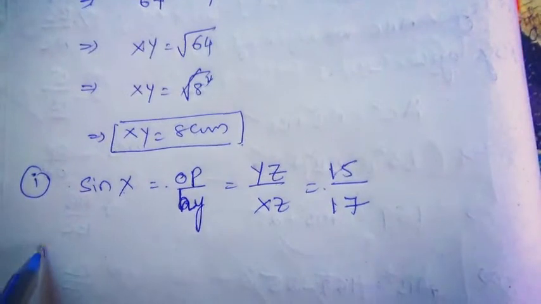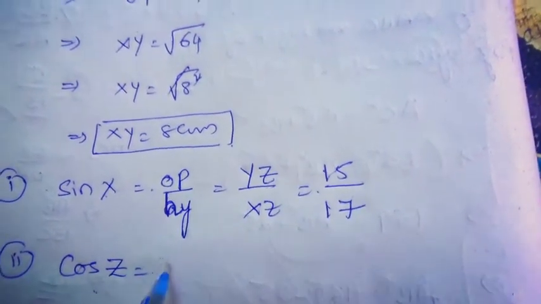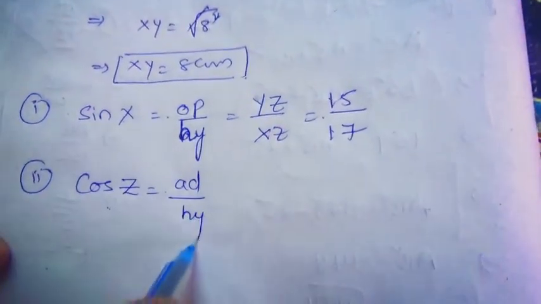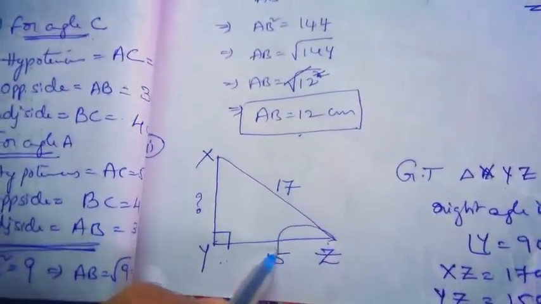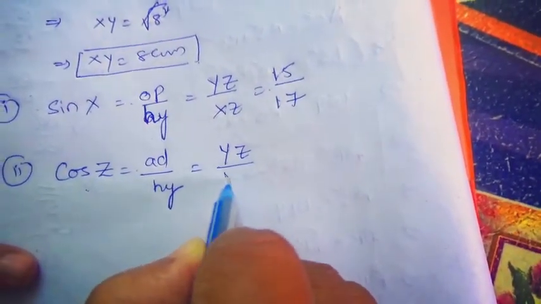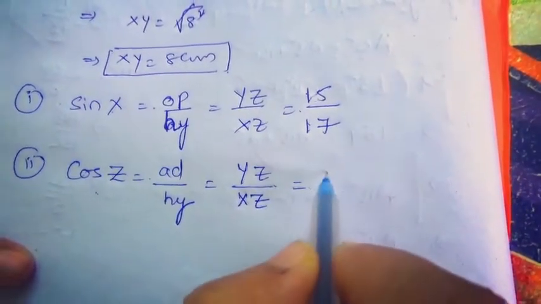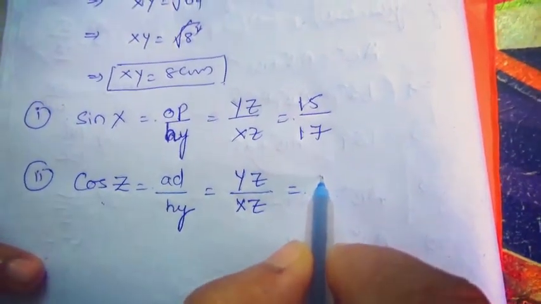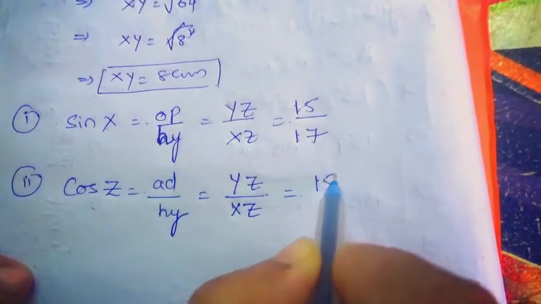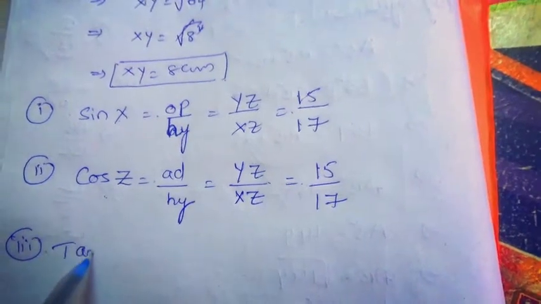That's it. The second one is cos z. Cos means the length of the adjacent side by hypotenuse. According to cos z, what is the adjacent side? YZ by hypotenuse. The hypotenuse is XZ. That is equal to, so the YZ value is 15 by 17.